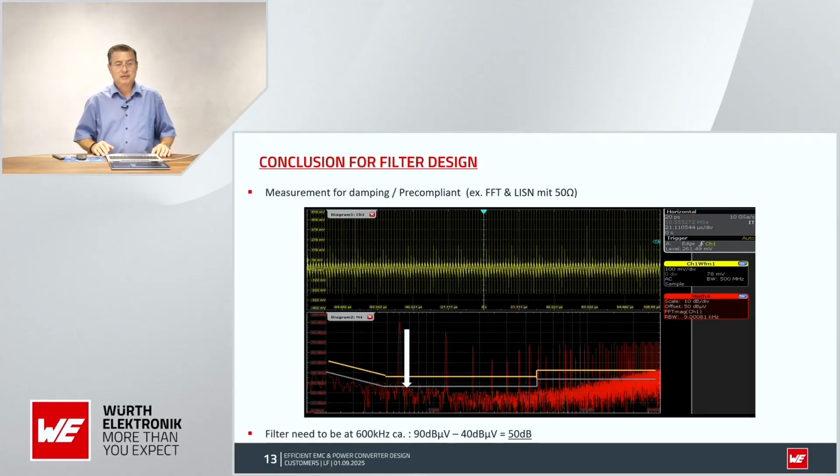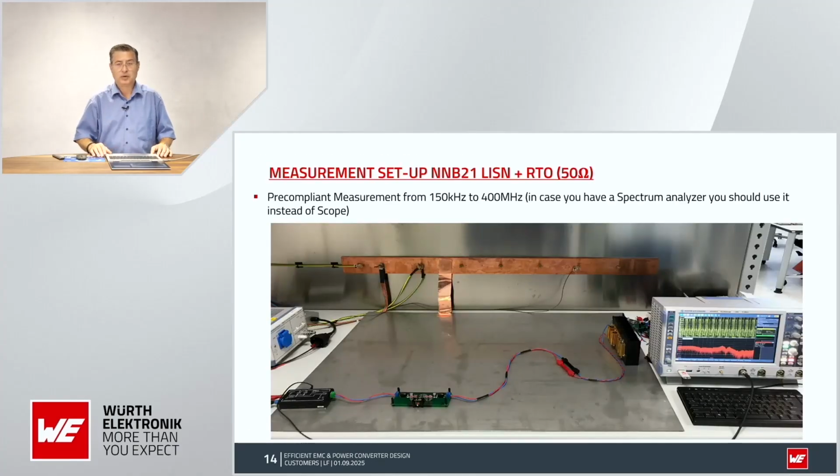And then you can see we need to build a filter, which at the maximum peak is something like 90 dB microvolt. To achieve this minus 40 dB line, you need a damping of minimum 50 dB in this case. So our filter must be better than 50 dB to be able to eliminate this noise on the input. So this is how we did the measurement.